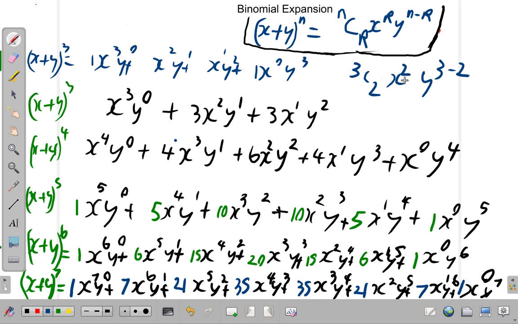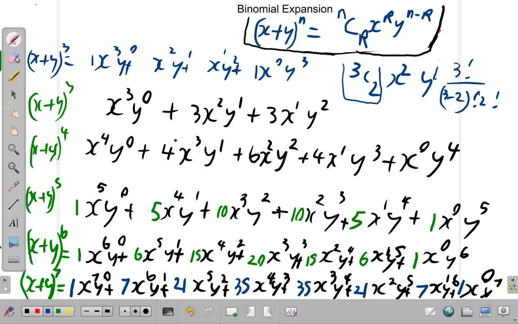Alright. So x to the 2, y to the 3 minus 2. But 3 minus 2 is 1. So what you have is y to the 1. So this is this term, x to the 2, y to the 1. And this will give you the number that should multiply the x to the 2, y to the 1. So let's see. Remember the formula for calculating the combination. This is 3 factorial over 3 minus 2 factorial times 2 factorial.